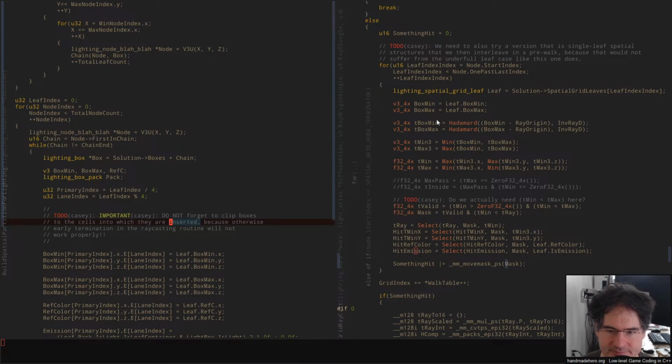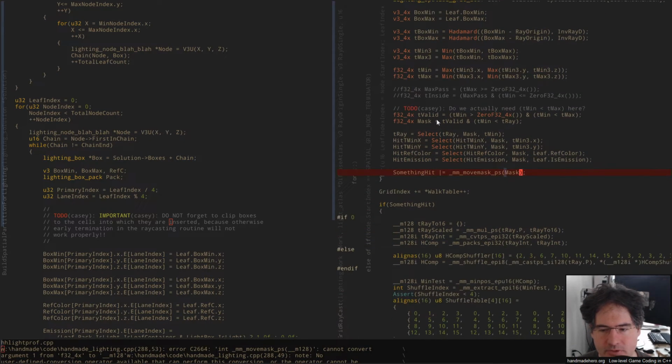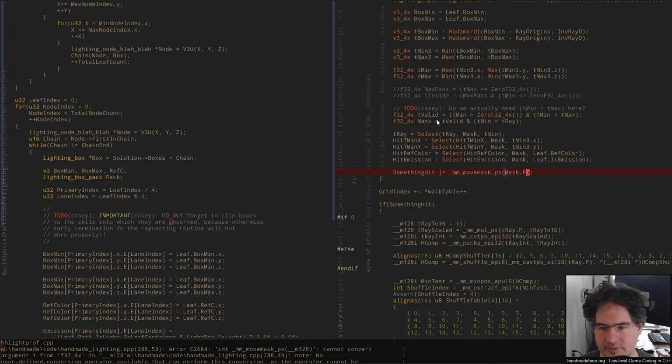All right, let's do this. So anyway, when we're doing our move mask, we just want to make sure that we get back whether or not any of these things hit. And so this T-valid and less than T-ray is all we really need for that. We basically already got it. T-valid would also do it. Either one really would be fine. But anyway, so what's the problem? Move mask, right? It's just move mask P.